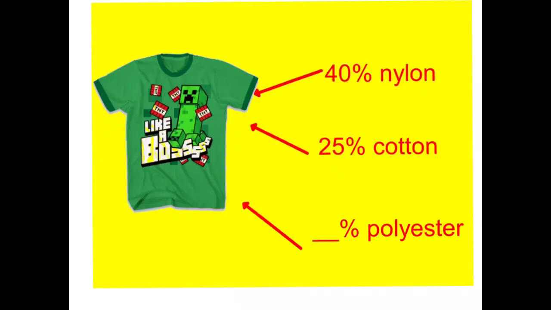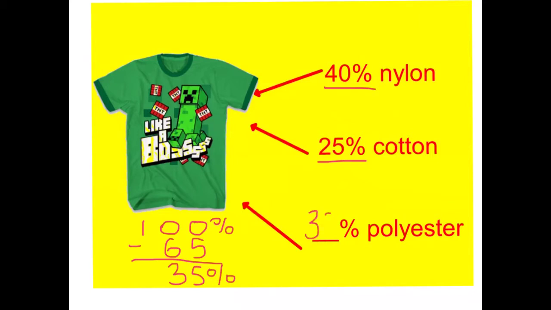With our Minecraft t-shirt, we know that 40% of the t-shirt is made from nylon, 25% is cotton, and we need to work out what percentage of that shirt is polyester. So remember that 100% is the whole shirt. We know two bits of it. We know 25% and 40% are used up. So if we add those together, we get 65. And if we subtract that from the 100, 35% of the shirt is polyester.